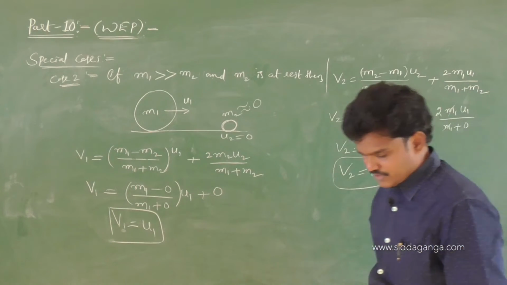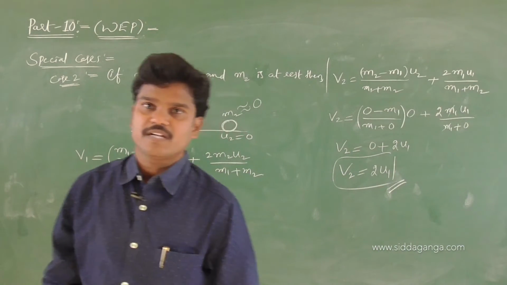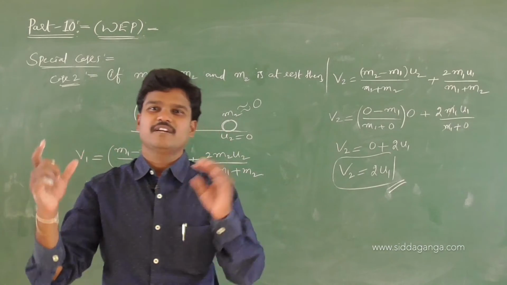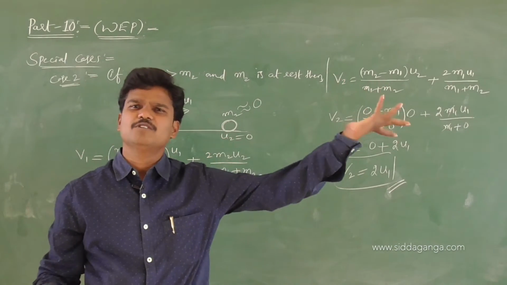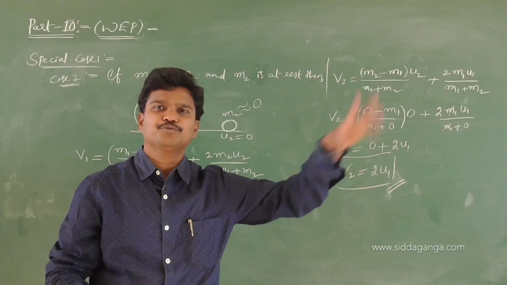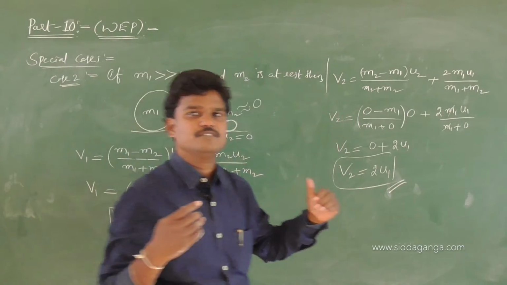Second particle moves with double the velocity of the first particle. Very simple. When a heavier person hits a smaller person, the smaller one will move with double the speed. If I am given u, it will move with 2u. I am moving with the same speed.